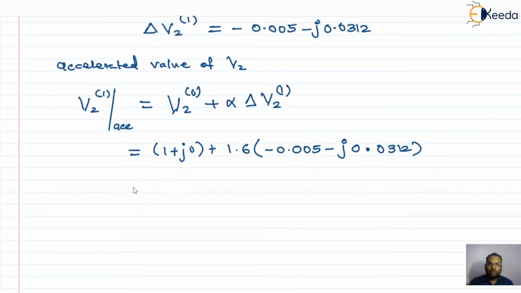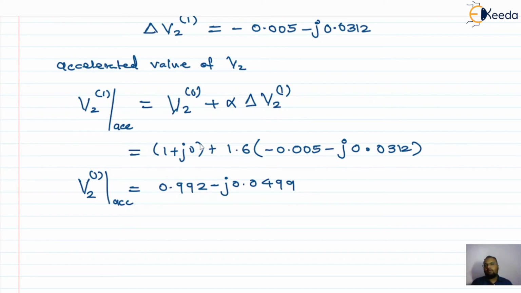Okay, you just solve this. If you solve this, you will get the value as 0.992 minus j0.0499. Okay, so this is the accelerated value of the voltage after the first iteration. So this is V2 after the first iteration, and it is the accelerated value. Okay, that is not the end here.